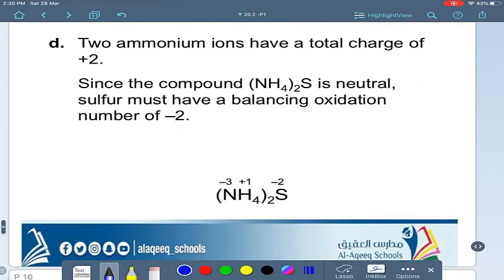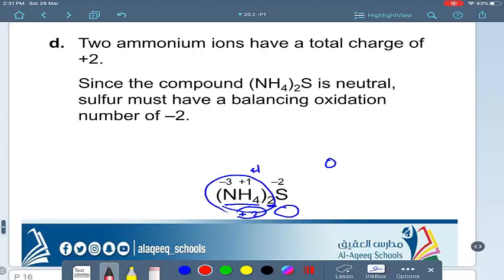What about sulfur? We said that NH4 here is +1, but we have 2 NH4 here, so all of the NH4 is +2. +1 for each polyatomic ion of ammonium, but there are 2, so it's +2 here. What we have to make for sulfur, because it's a compound, must be -2 to make the overall charge 0. So sulfur is -2 here.